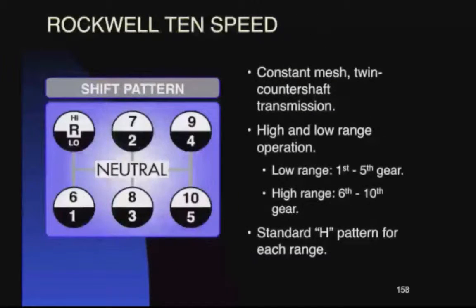Rockwheel 10-speed transmission. High and low range. Low range is 1st through 5th gear. High range is 6th through 10th gear. Standard H pattern for each range.